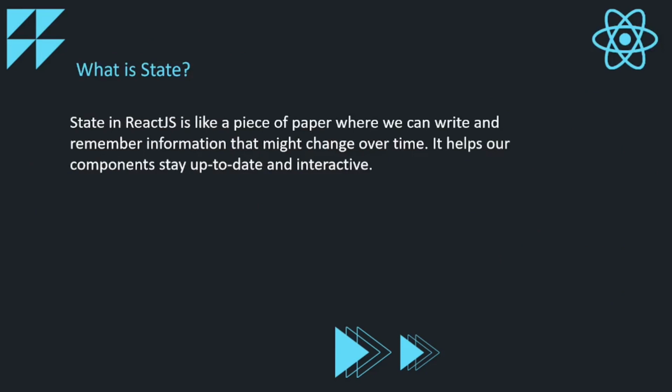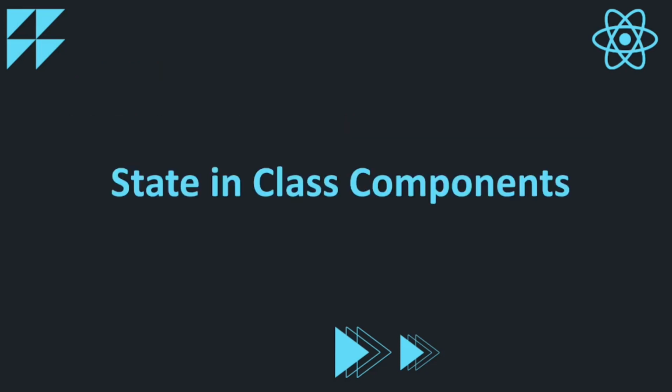Now let's start. First of all, let's understand what state is in React. State in React is like a piece of paper where we can write and remember information that might change over time. It helps our component stay up to date and interactive. Let's see how we can set up state in both class and functional components. In class components, we use the constructor and the setState method to set up and manage state. Let's create a simple class component together to see it in action.